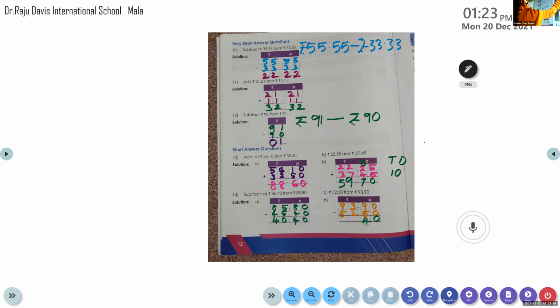What is 3 minus 2? 3 minus 2 is equal to 1. Then 9 minus 5. What is 9 minus 5? 4. So 41 rupees 40 paise. So please complete the answer. Those who have completed, please move to page number 13 and try to read the question and try to solve it also.